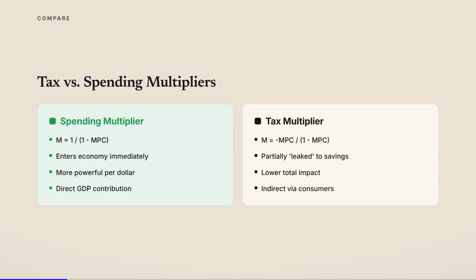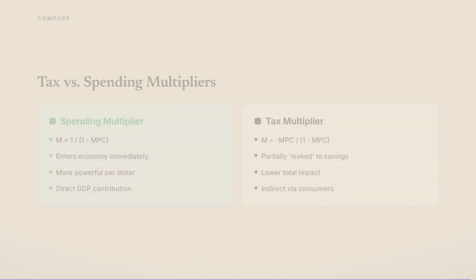Taxes also have a multiplier, but it's different. The tax multiplier formula is negative MPC divided by 1 minus MPC. Because it's negative, it shows that increasing taxes decreases GDP. Crucially, the tax multiplier is always smaller than the spending multiplier. Why? Because when the government gives you a tax cut, you save a portion of it rather than spending it all immediately. Direct government spending, however, enters the economy in full on the very first round.